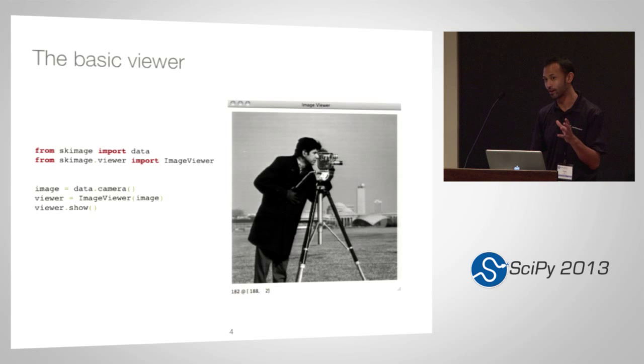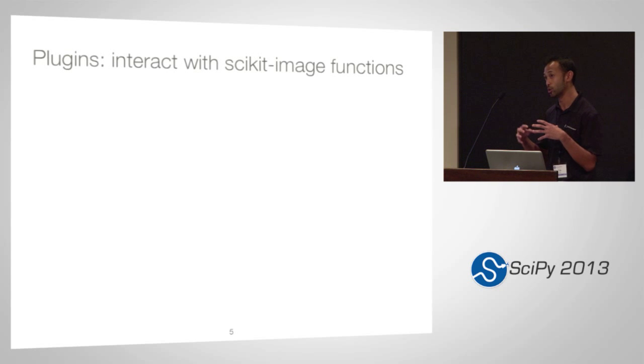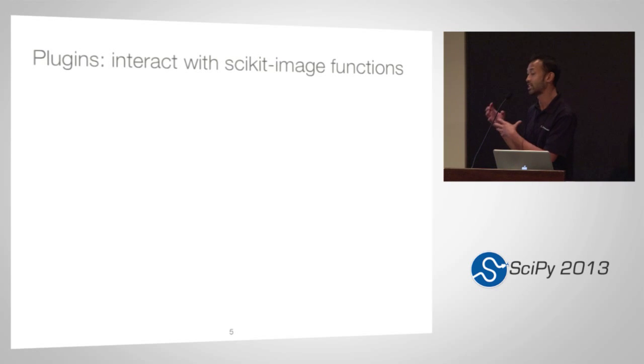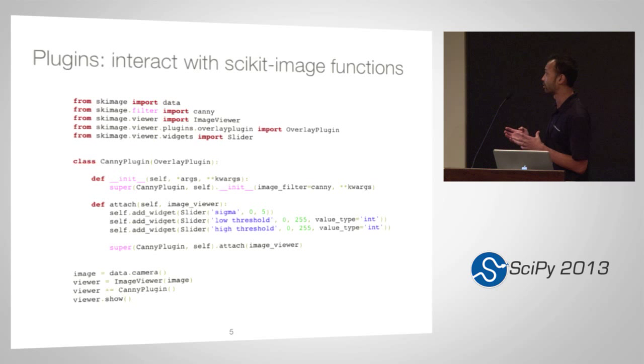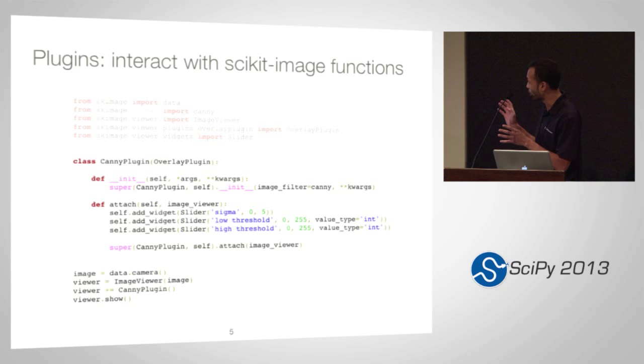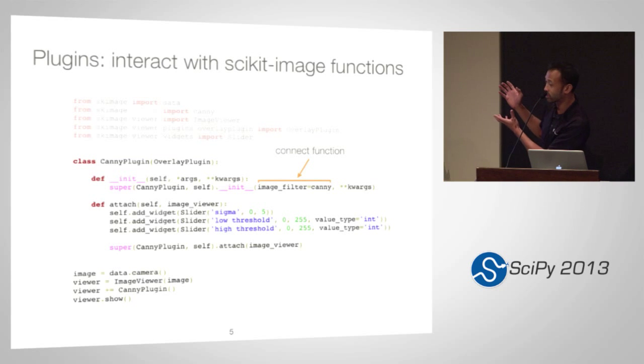The whole purpose of this viewer package is to really make interacting with Scikit Image functions very easy. So what you do to do that is create plugins. This is an example of a plugin. Everything up top you can kind of ignore. They're just imports. The important parts are that you have this filter function that you connect to.